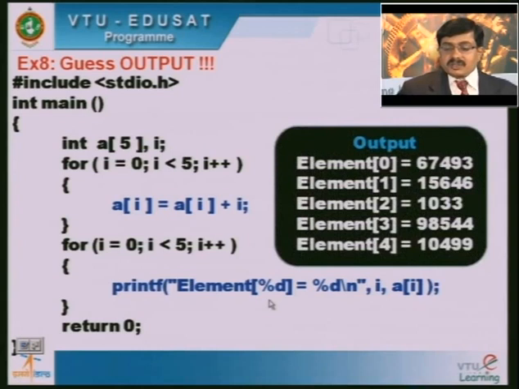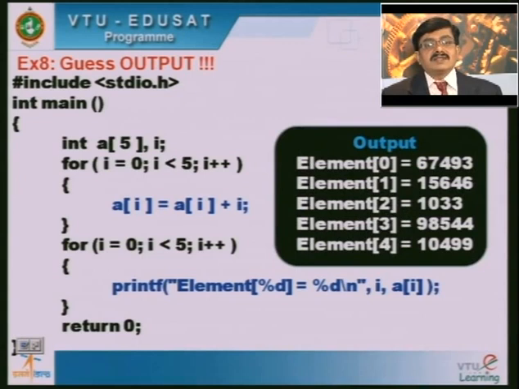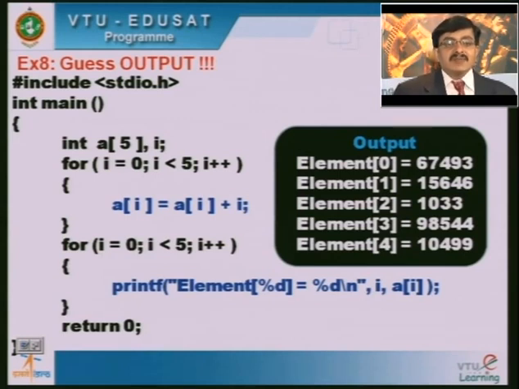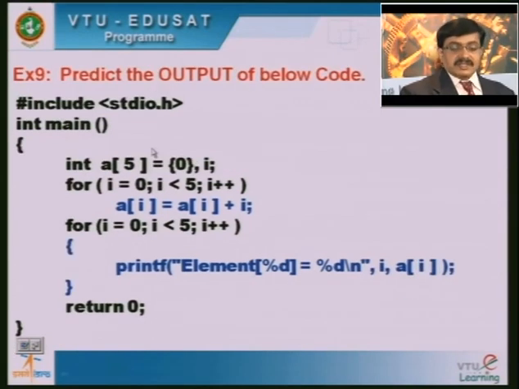Now if you see the output of this, element of 0 is something like 67,493, element of 1 is equal to 15,646, element of 2 is equal to 1033, element of 3 is equal to 98544, element of 4 is equal to 10499. This is some junk data getting printed over there. When you execute this code, you may get some other, different data. It is not the same data I am showing here. The reason is that, based on the memory content, A of I will be added with the value of I, so different data will be printed. This is because the array elements are not initialized here, so this is the consequence.